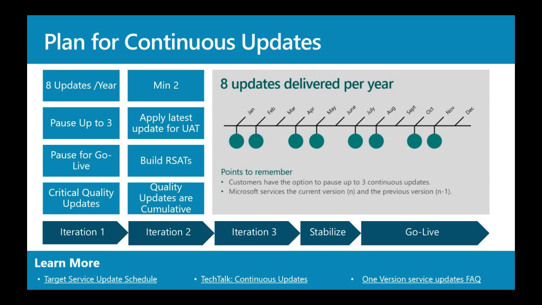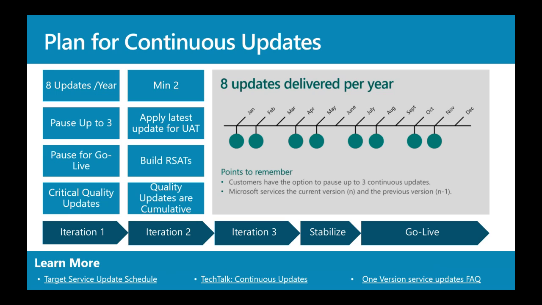So if you think about the service updates and you look at the picture on the right side, we have 8 updates delivered per year. So it's monthly, but it's not every month, correct? For example, like holiday season. And you can see the months when we normally release one. If you have the ability to pause updates, you can pause up to 3 consecutive monthly updates.